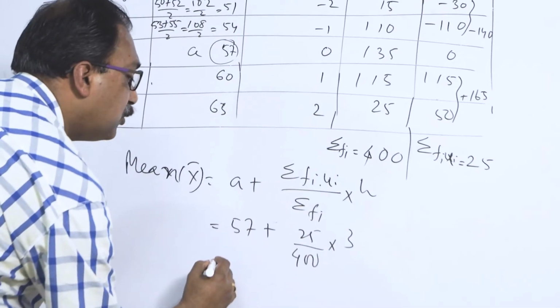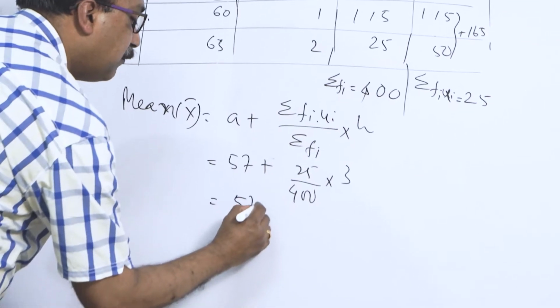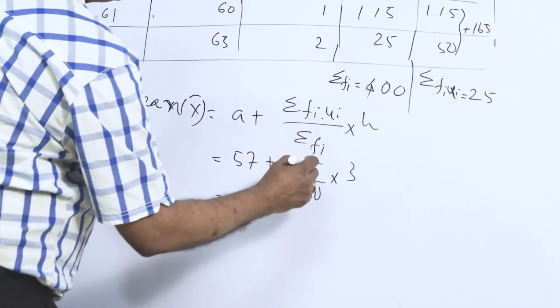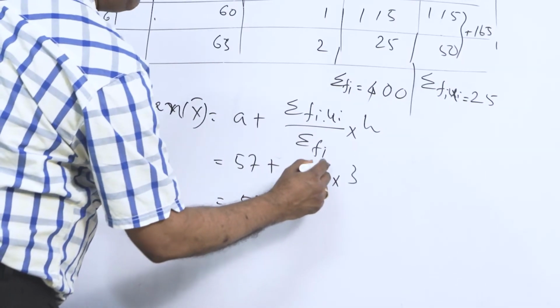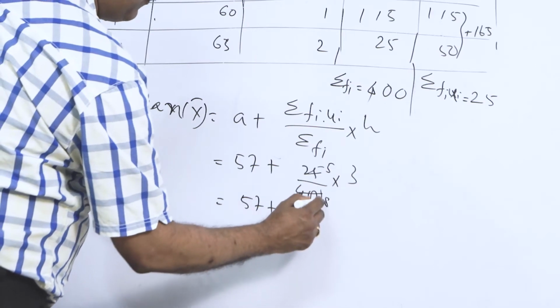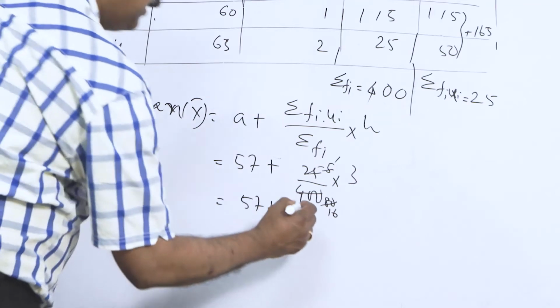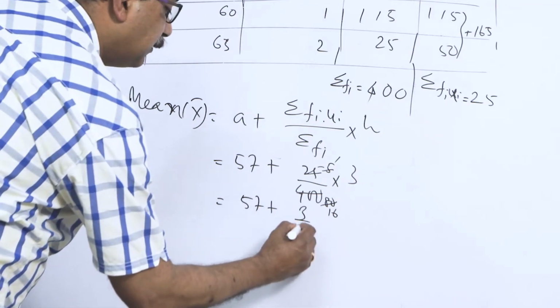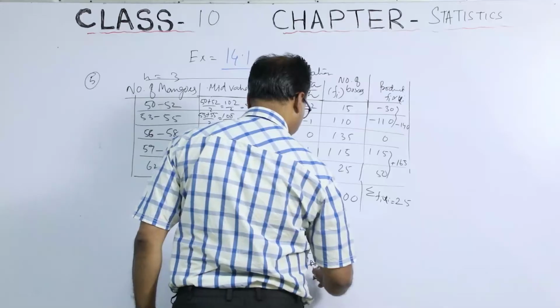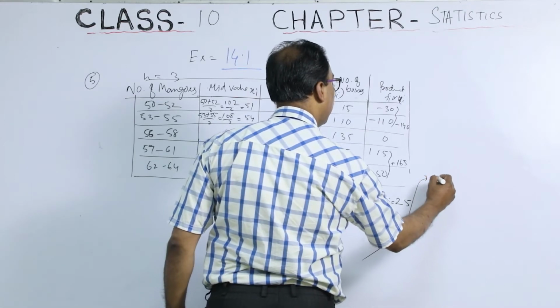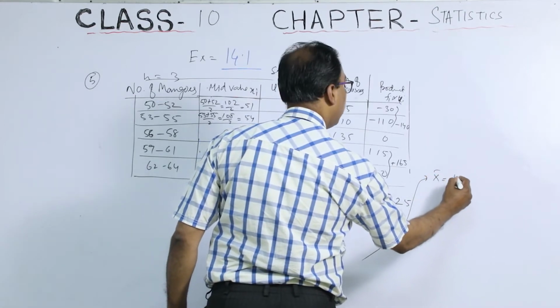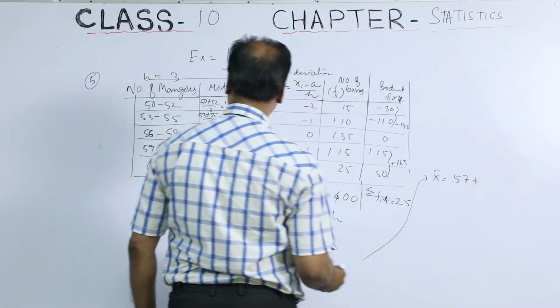So it will be how much? 57 plus, you can cancel it also. So 5, 5, 5 is 40, then 5, 1, 5 1 is a 5, 5, 16. So we'll be getting 3 by 16. So if you can complete it here, x bar equal to 57 plus, how much it will be?